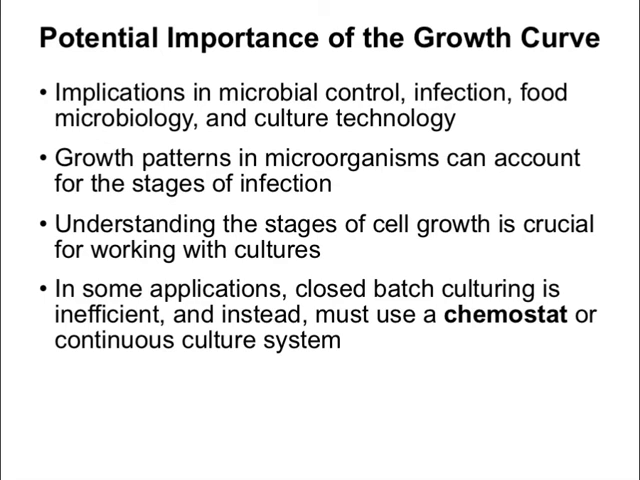It's also important for us to understand the stages of cells' growth for working with cultures. For example, it's unwise to incubate beyond the stationary phase because additional time is obviously going to cause some decline in population and thus reduce the number of viable cells in your culture. In some applications, a closed batch culturing is inefficient, that is in a petri dish. So instead, we have to use a continuous culture system or a chemostat. This provides a steady stream of new nutrients and removes pollutants, and thus it can stabilize growth rate, so we have continual growth of the culture.